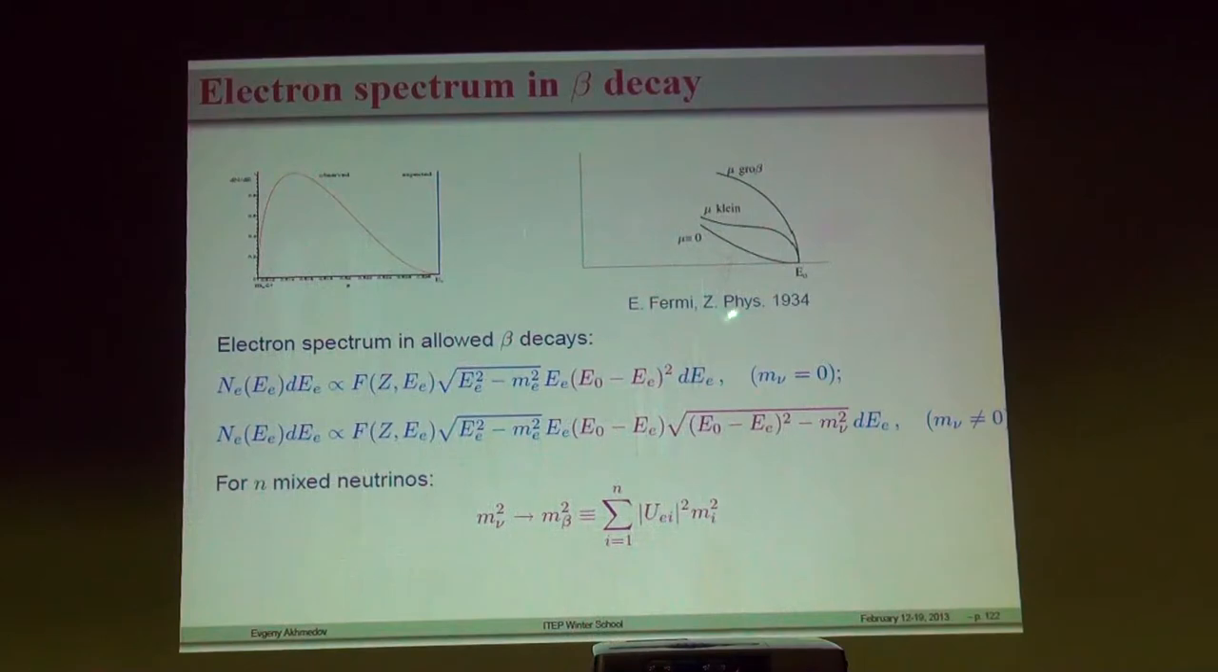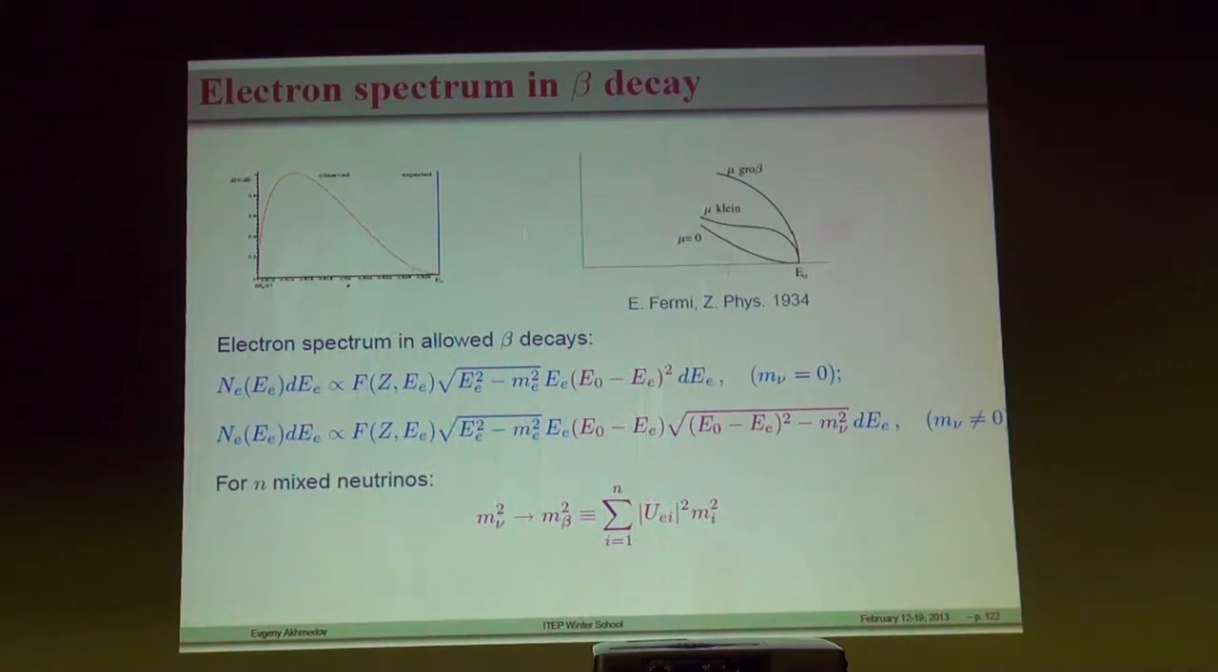And it was published in Zeitschrift für Physik. Some German words here. This is the zero neutrino mass, close to this point, the end point of the spectrum of electrons. This is the small neutrino mass, and this is the large neutrino mass. And you see that qualitatively, the picture changes drastically, depending on whether neutrinos are massive or not. However, this only happens in a very small region, close to the end point of the spectrum of electrons produced in beta decay.